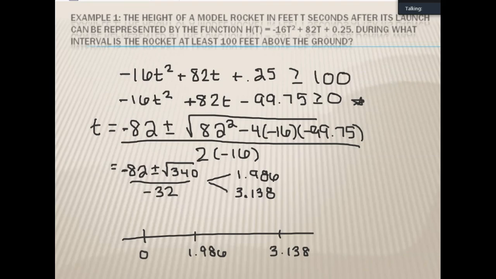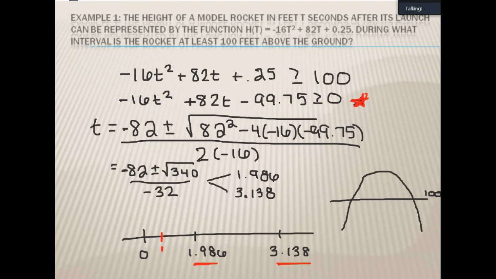Now, looking at this equation and knowing that it's going to go up and then come back down, my anticipation is that it is greater than 100 between those two given times. But we want to show that algebraically by simply plugging in a number. So you're going to take the number 1 and plug it into this equation right here.